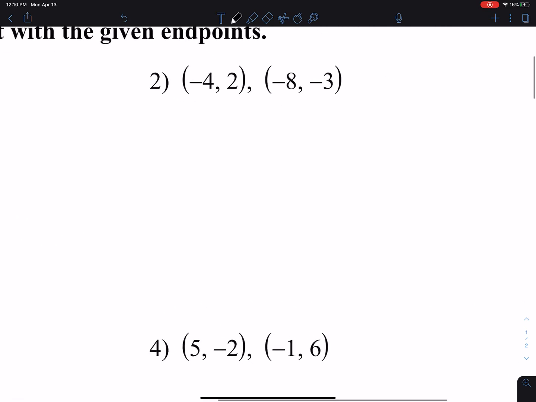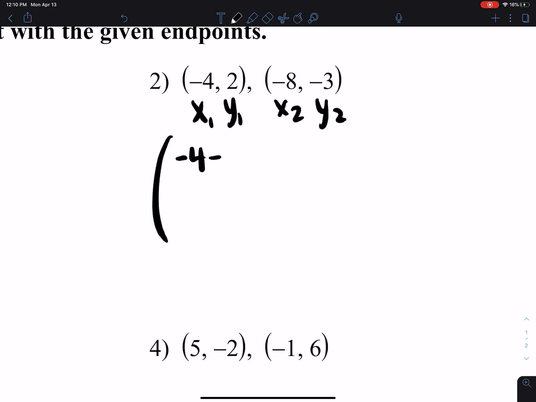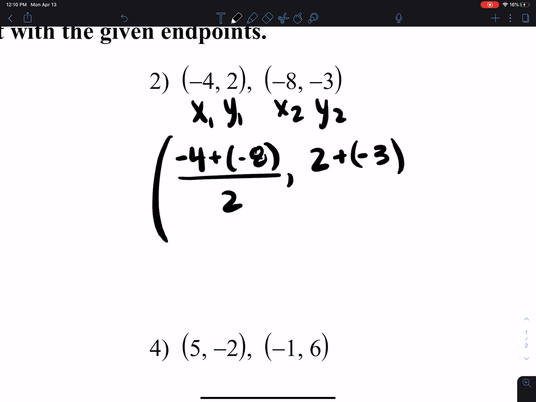On the next one, this is our x1, y1. This is our x2, y2. So we add our x's together. We have negative 4 plus negative 8 divided by 2. And then we add our y's together. So we have 2 plus negative 3. And I'm just putting those negatives in parentheses because it looks a little weird to have plus minus. So if it's in parentheses, it looks better, but you don't have to put the parentheses if you don't want to.